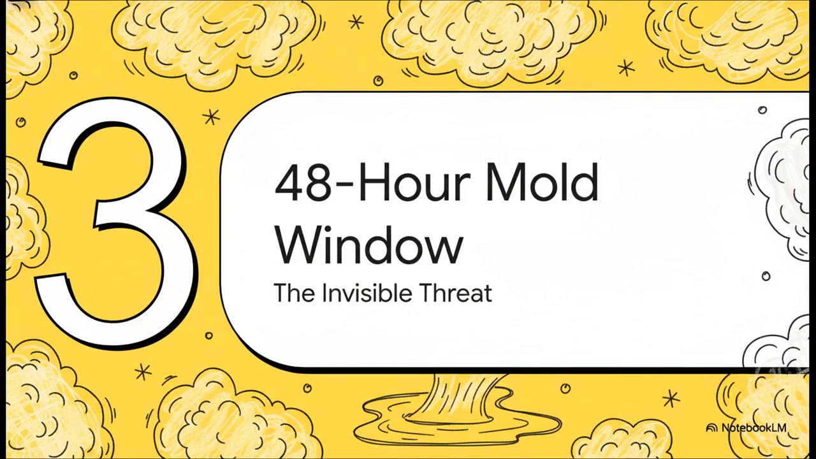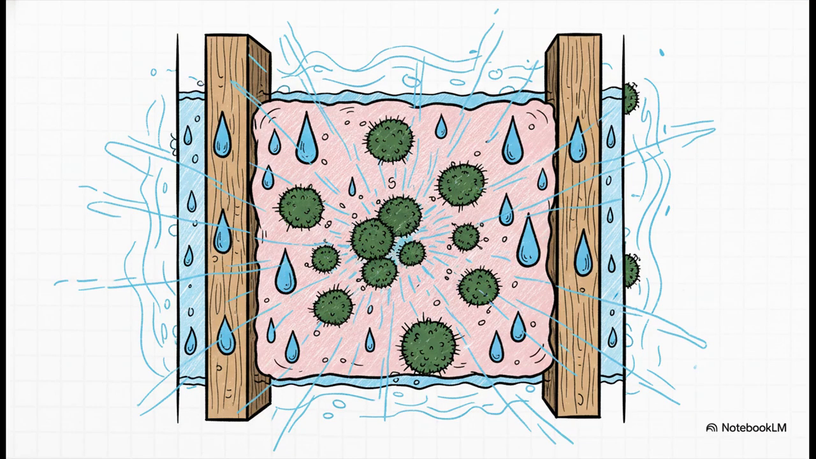Which naturally brings us to Part 3, the 48-hour mold window, the invisible threat. You know, mold spores exist naturally everywhere. They really don't need much to thrive, just moisture. Within 24 to 48 hours of water exposure, they multiply rapidly, manifesting as those visible black, green, or white patches nobody wants to see.